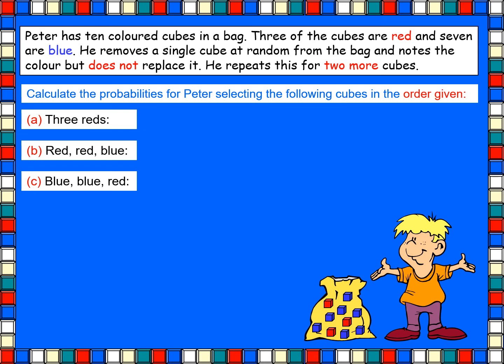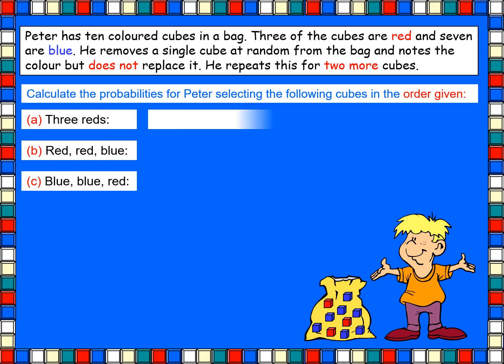And another example, Peter has 10 coloured cubes in a bag again. 3 of the cubes are red and 7 are blue. He removes a single cube at random from the bag and notes the colour, but does not replace it. He repeats this for 2 more cubes. In other words, he's taken 3 cubes out. So instead of multiplying 2 probabilities here, we're going to be multiplying 3 probabilities together. Again, why not have a go at these 3 questions? And when you're ready, unpause and get the answers.